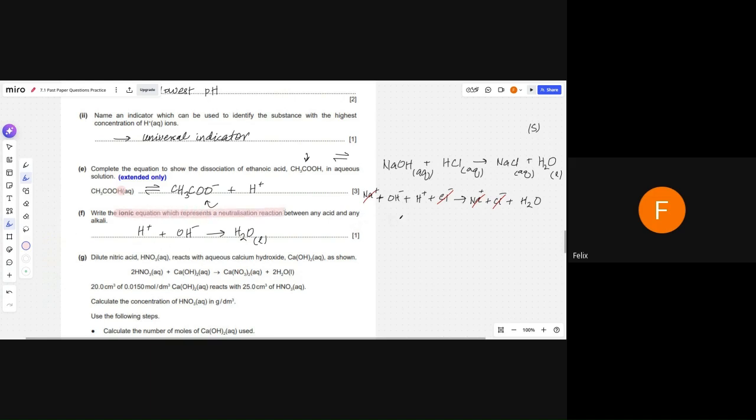And this is exactly what I wrote. So H plus OH minus, producing water. So I hope now this is 100% clear.